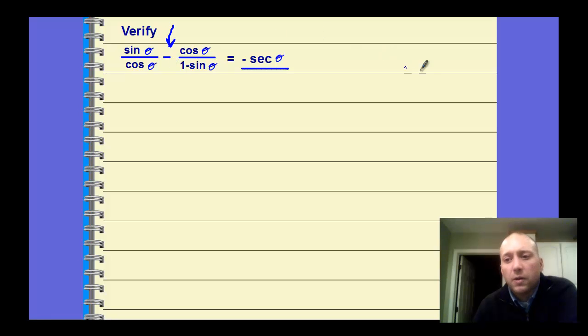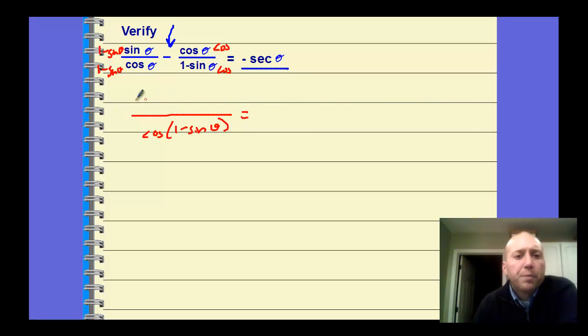So I need to subtract these. To subtract them, I need common denominators. So I need to multiply this first one by 1 minus sine theta on the top and bottom. And then the second fraction I need to multiply by cosine over cosine. When I do that, my denominator is cosine times 1 minus sine theta. That's the common denominator. My numerator, if I distribute this sine, I get sine theta minus sine squared theta minus cosine squared theta. And I'm still trying to get this equal to negative secant theta.